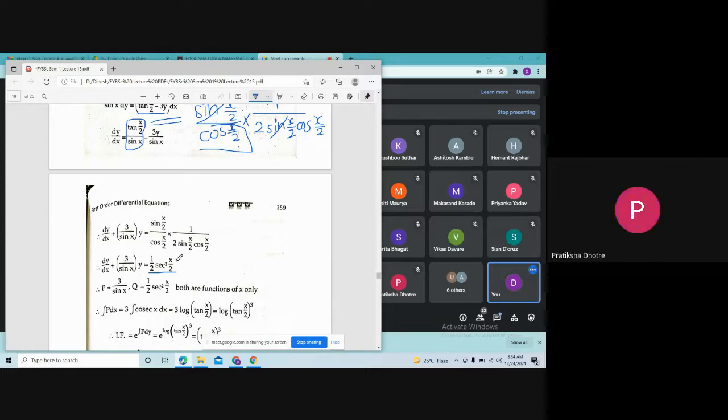Is it? Yes sir. Now compare this with the standard form and observe which one is P and which one is Q. So P is 3 upon sin x and Q is 1 upon 2 sec square x by 2. So which means what? Both are functions of x only. So what is the formula of the integrating factor? e raised to integration P dy. Is it dy or dx?